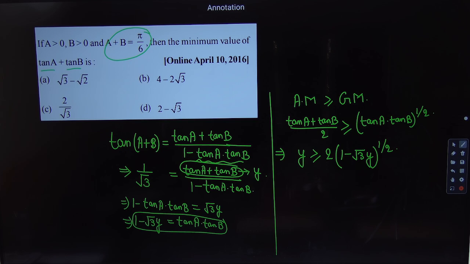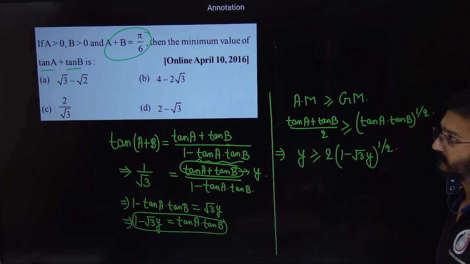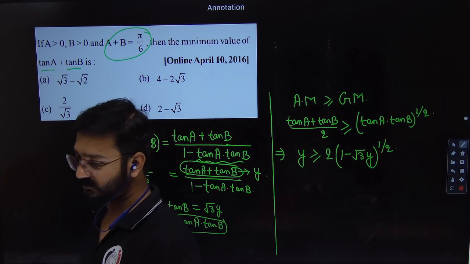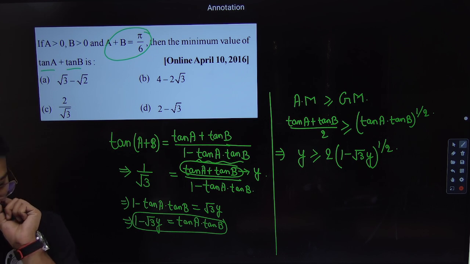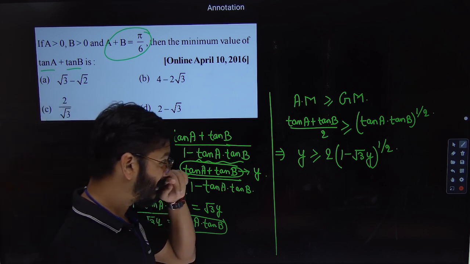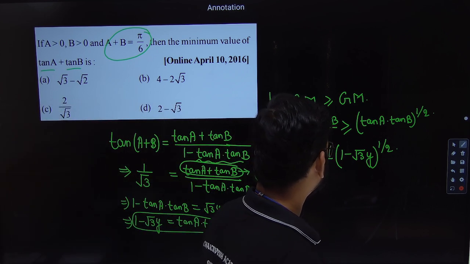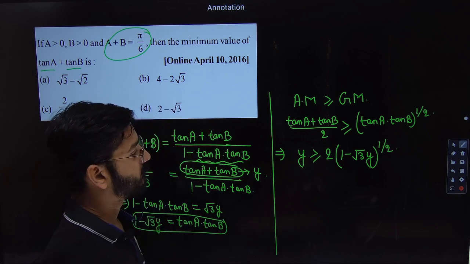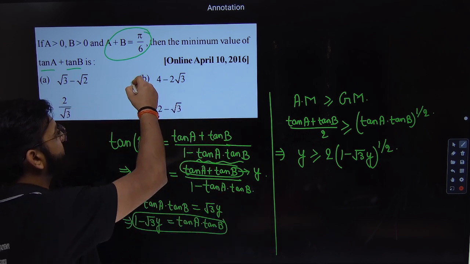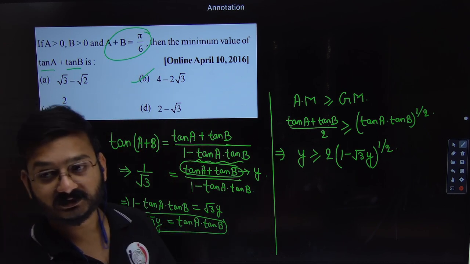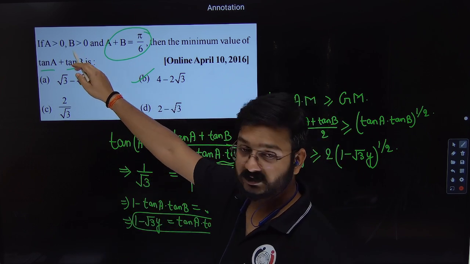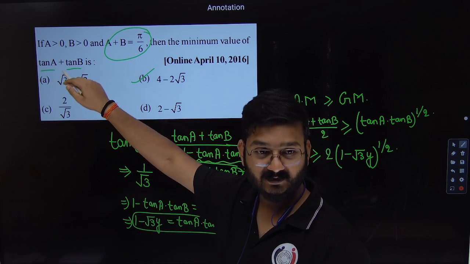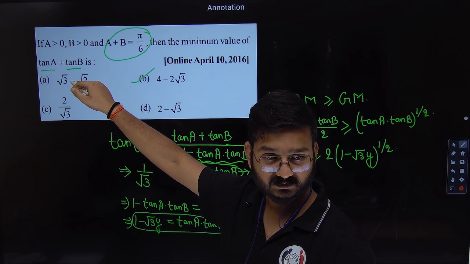So is it B? Option B. Yeah, it's option B. 4 minus 2. You will get two values. You will pick which value? Positive value. Why positive value? Because A and B both are positive angles. So tan A plus tan B will be positive or negative? Positive.